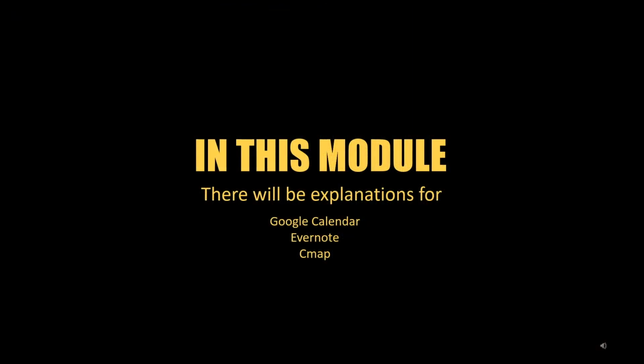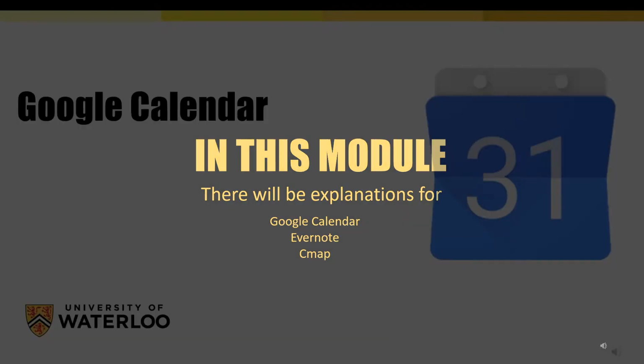In this module, there will be explanations for Google Calendar, Evernote, and CMAP. Feel free to skip to specific sections and ignore others if you'd like to know about only one.